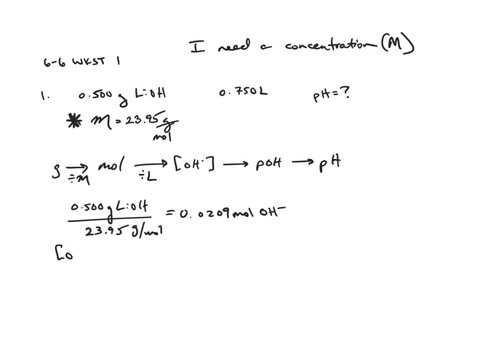My hydroxide concentration is simply going to be 0.0209 moles divided by 0.750 liters, moles divided by liters. So that number divided by 0.75, to 3 significant figures, is 0.0278 molar, my hydroxide concentration. And then from there, I can enter the pH square.